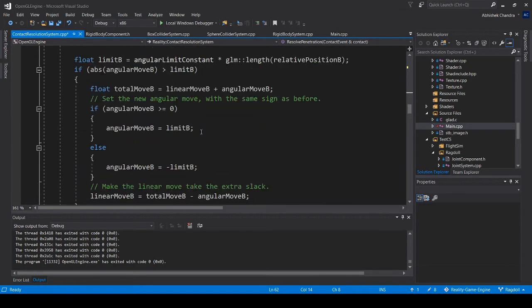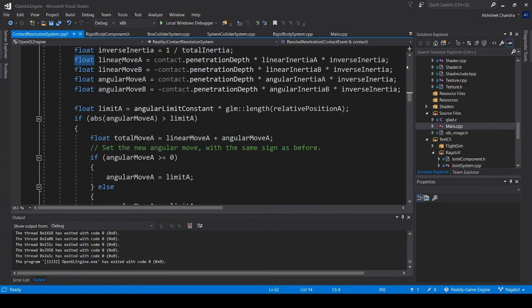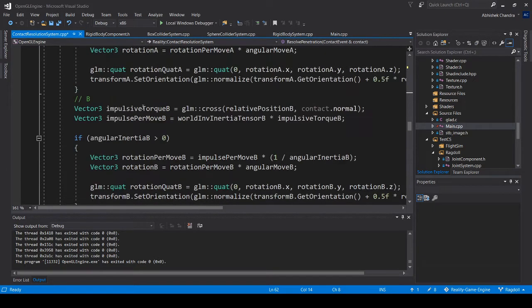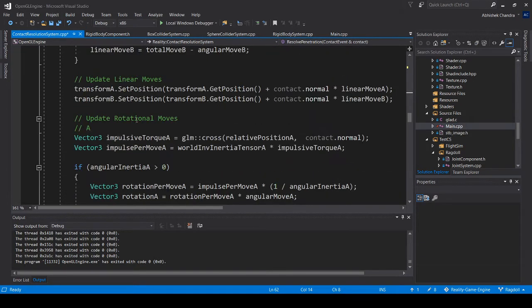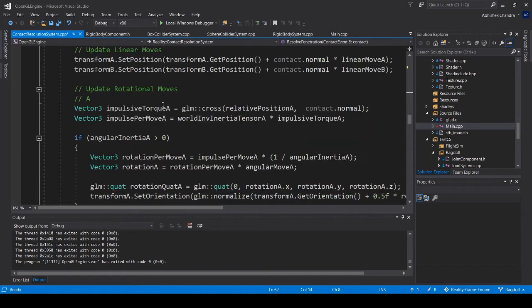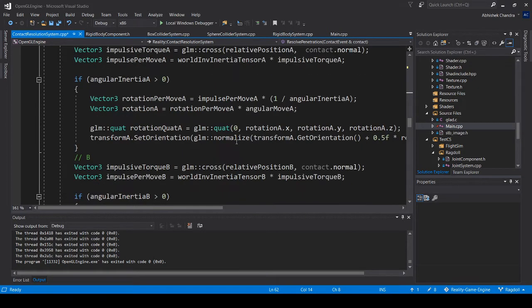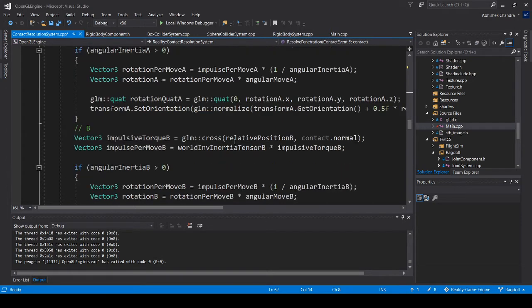And then finally, after all of that, we have the linear movement and the angular movement. We just move the objects according to those. Linear is pretty simple. We just set the position and the movement is along the normal, so we just move the two objects along the normal by their linear move amounts. The rotational movement, again, it's a little more involved. What are we doing here?